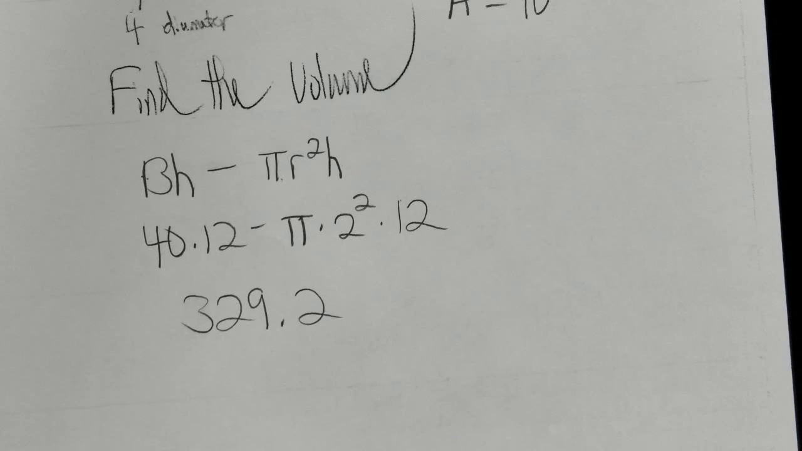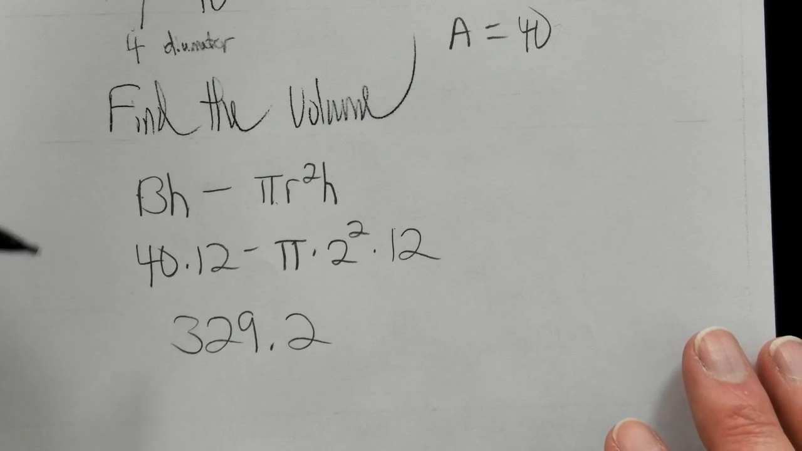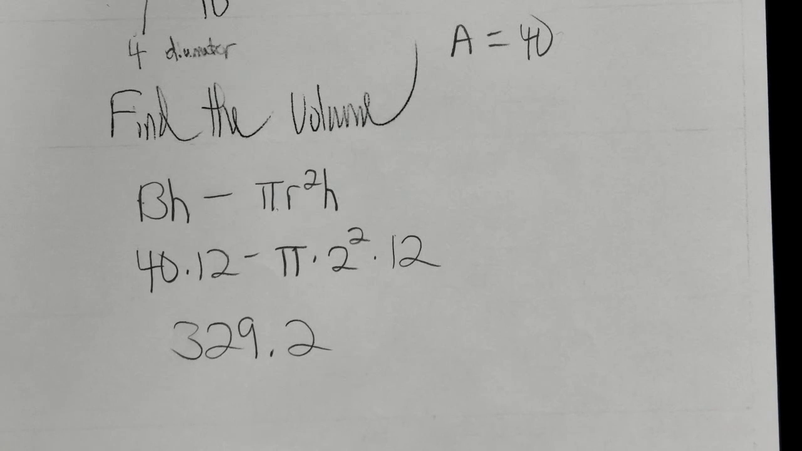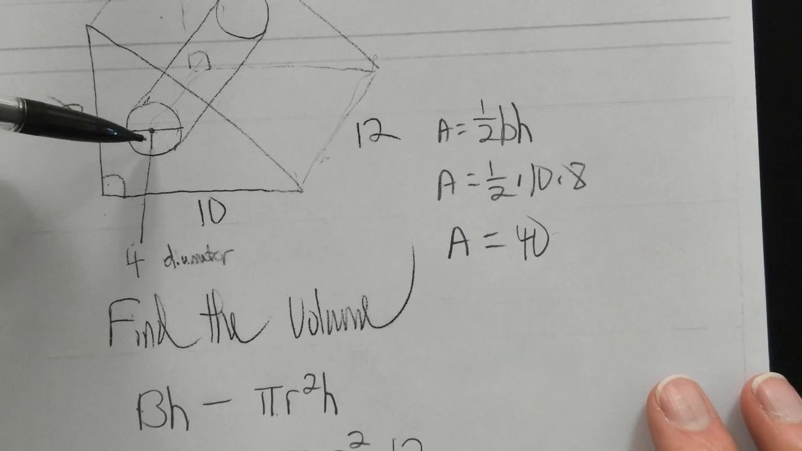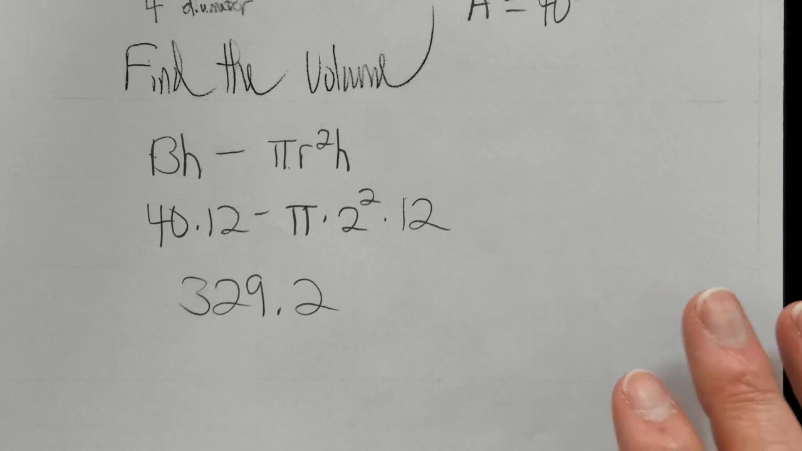So again, the key is making sure that you adjust your formulas correctly based on whether you're trying to find the surface area of the composite figure or the volume of the composite figure. And remember, if you're putting two together, you'll add them. If there's empty space, then you'll have to subtract that off. All right? So that's it.